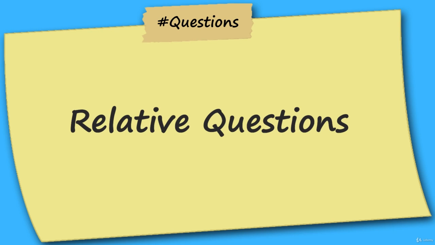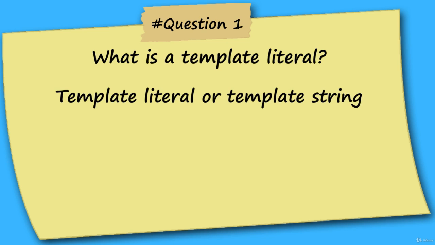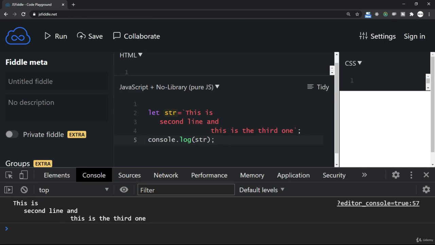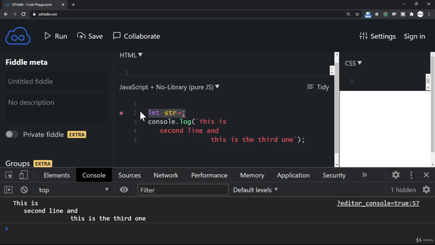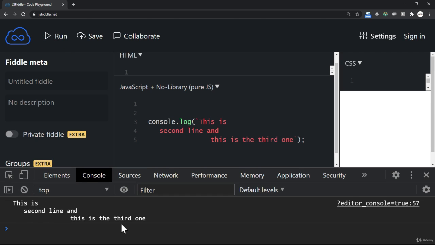Let's discuss a few questions here. Anyway, I have answered the questions inside the code itself. The first question is, what is a template literal? You call it template literal or template string. So it is basically a newer way to declare the string variable in JavaScript. Not only declaring a string variable, you can directly display a string with backtick. Say for example, let's say I don't declare any variable here. This very string I just cut and paste inside this console log, right? I don't have any variable, that's fine. Let me clear this. Again I run. The output is going to be the same.